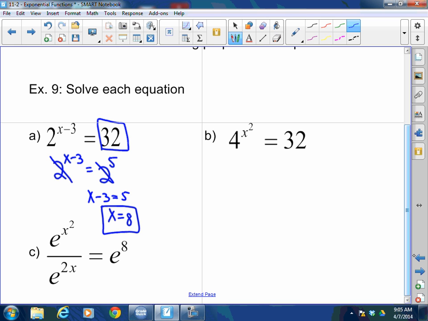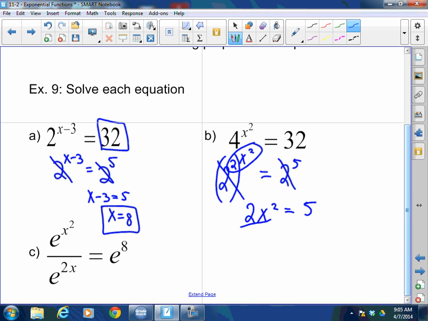For B, base of 4 and base of 32. Okay, 4 to nothing is going to equal 32. However, 2 squared is the 4. You still got to raise that to the x squared. Equals 2 again to the 5th power. The bases cancel. What happens when you raise a power to a power? So that's going to be 2x squared equals 5. Divide by 2. X squared equals 5 halves.